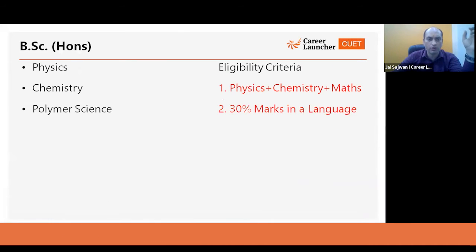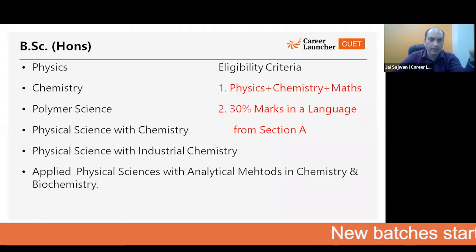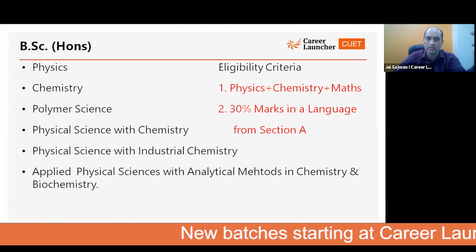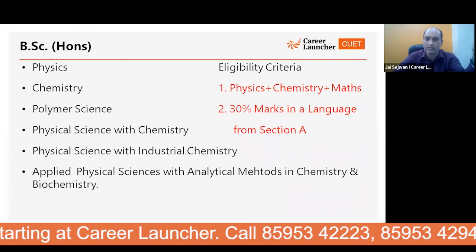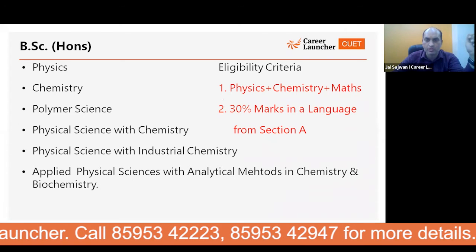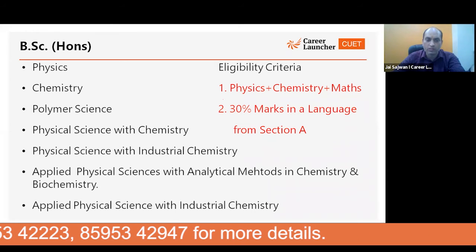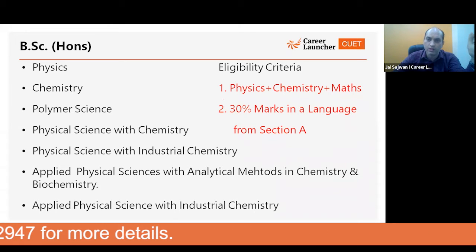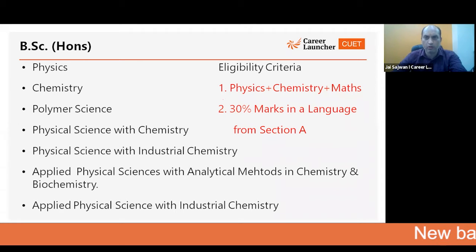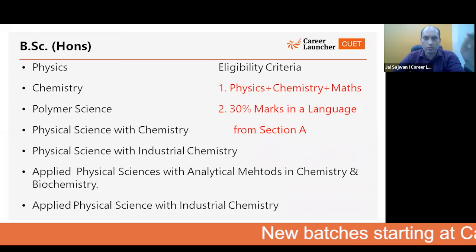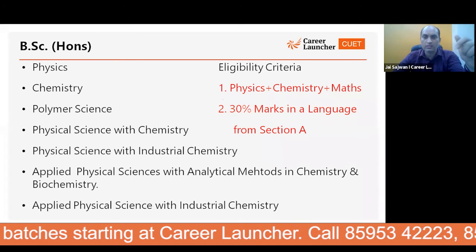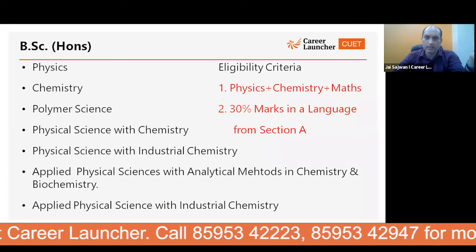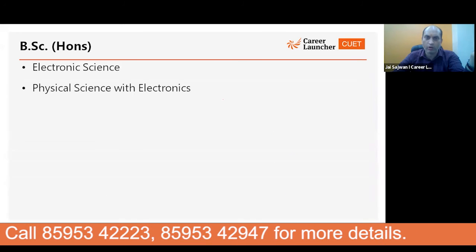The next part, which we have divided into clusters, is physics, chemistry, polymer science, physical science with chemistry, physical science with industrial chemistry, applied physical sciences with analytical methods in chemistry, and biochemistry. These are all programs. Yes, some of these programs are offered by only one or two colleges, but for these the criteria is only one, that you need to have taken and applied for physics, chemistry and maths in your CUET exam, and 30% is again the criteria that you need to score in section A in any of the languages which are mentioned there.